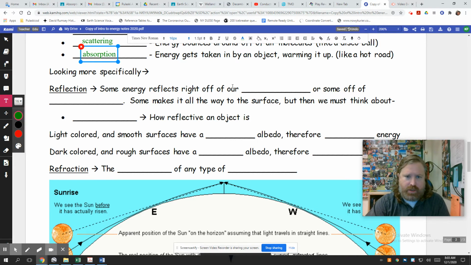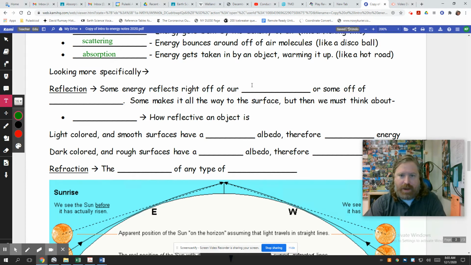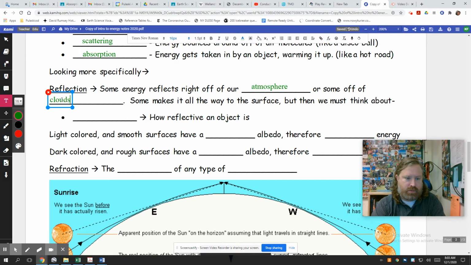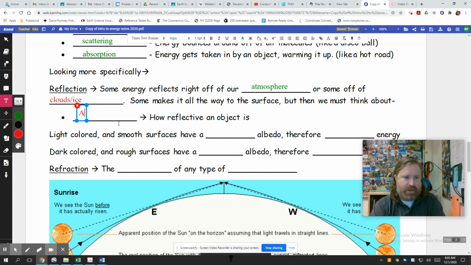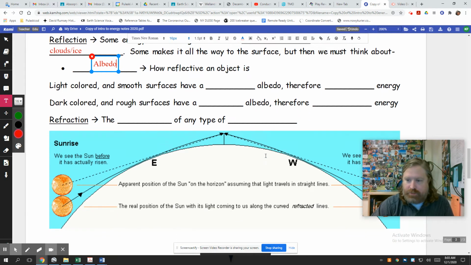All right, so some energy bounces right off of our atmosphere, some right off of clouds or ice. What makes it all the way to the surface? Then we do have to think about this. This is a vocab word that will pop up here and there: albedo. That's usually a new one on folks. Albedo: how reflective an object is. And the questions on this are going to be very literally like this.